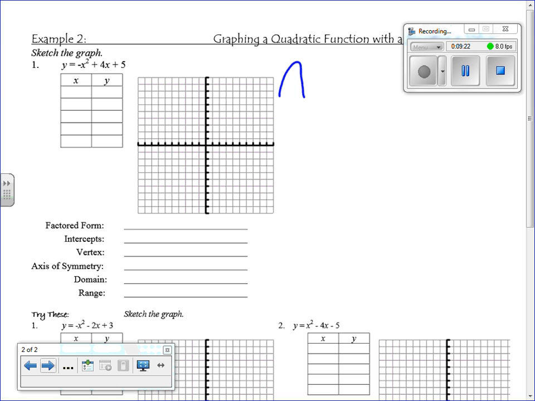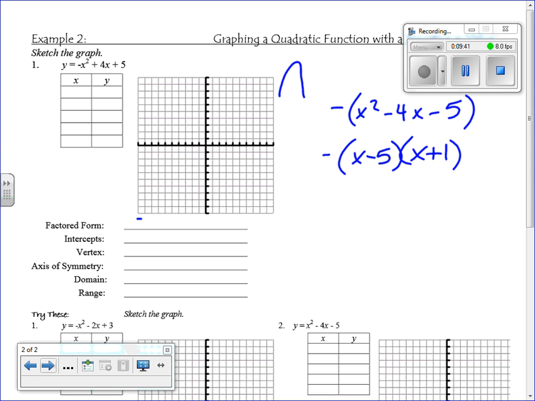The first thing I'm going to do is pull my negative out and rewrite my equation as x squared minus 4x minus 5. Now I can go ahead and factor it. I have x minus 5 and x plus 1. So in factored form, x minus 5, x plus 1. My x-intercepts are going to be negative 1 and 5. And my y-intercept is my c value. My y-intercept is going to be 5.